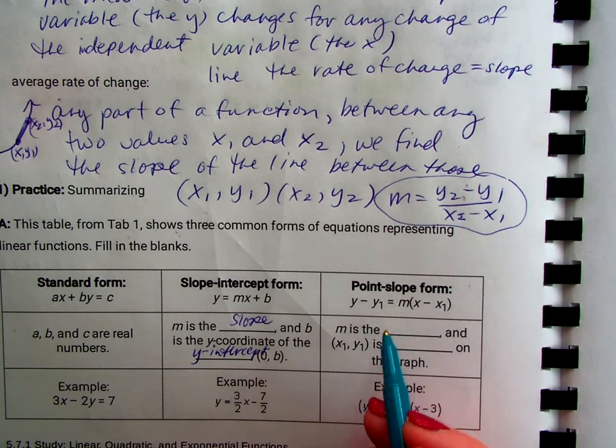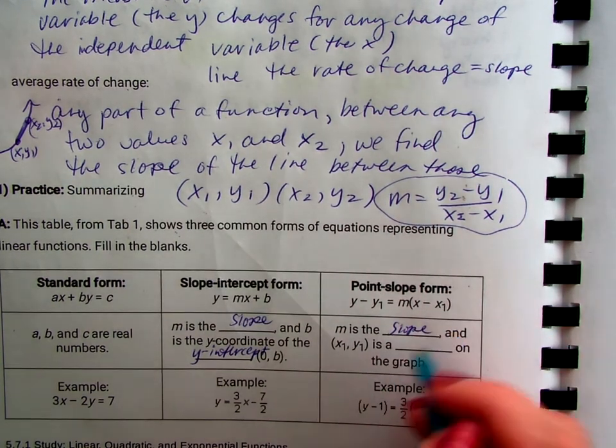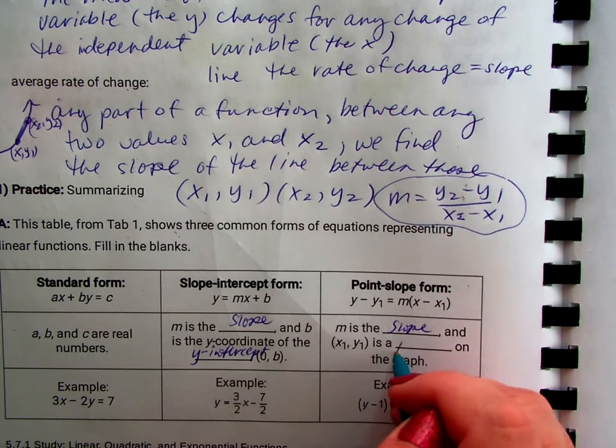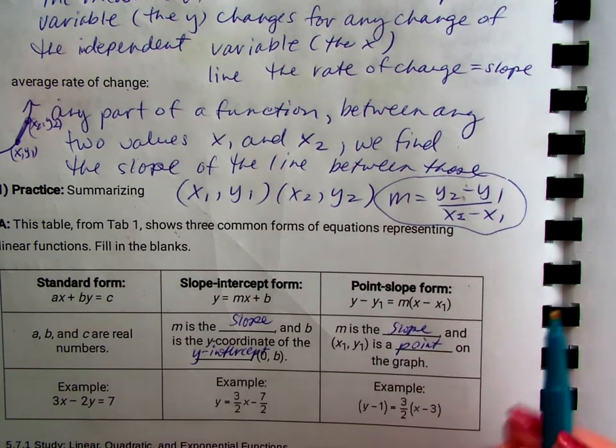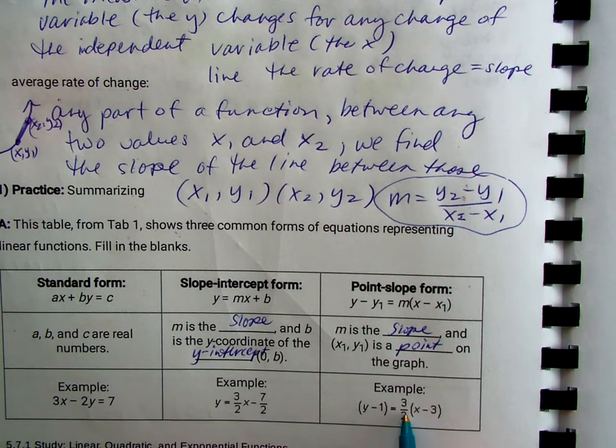In point-slope form, m is still the slope, and x1, y1 is a point, any point on that line. So it doesn't have to be a y-intercept, it can be any point on the line. So for example, y minus 1 equals 3 halves times x minus 3. These three forms are the linear equation forms that we studied in Math 1.